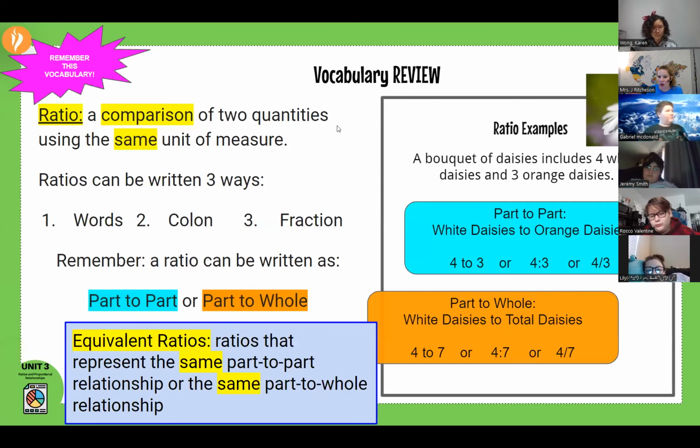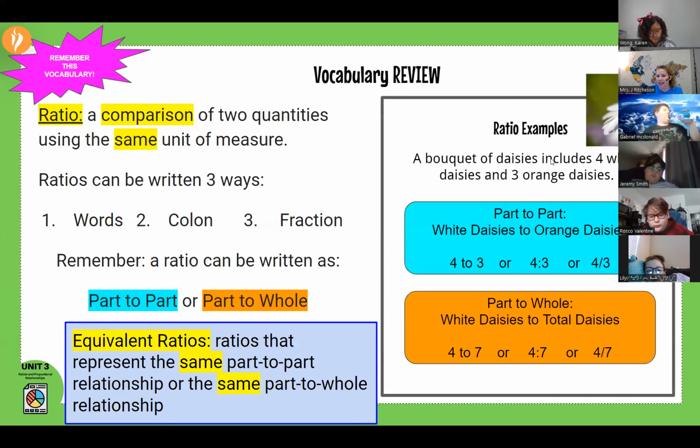All right. So a bouquet of daisies includes 4 white daisies and 3 orange daisies. So the ratio of white daisies to orange daisies would be 4 to 3. And of course, you can write that 3 different ways. And then what if I ask, what is the ratio of white daisies to total daisies? Then that would be 4 to 7. Got it? And the order of the words must match the numbers.